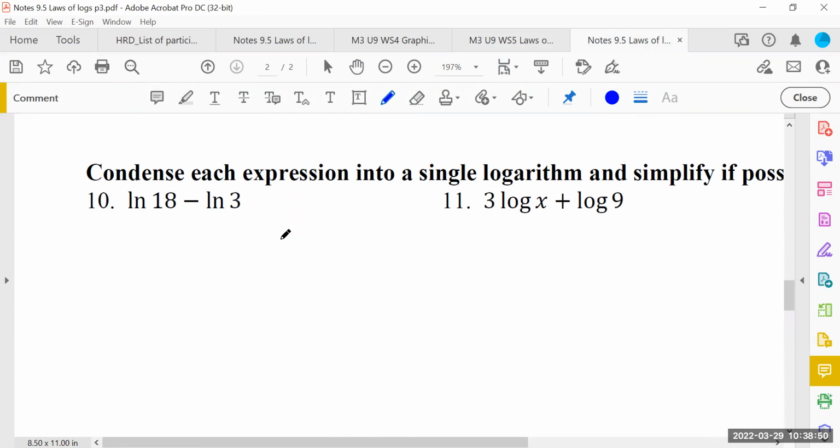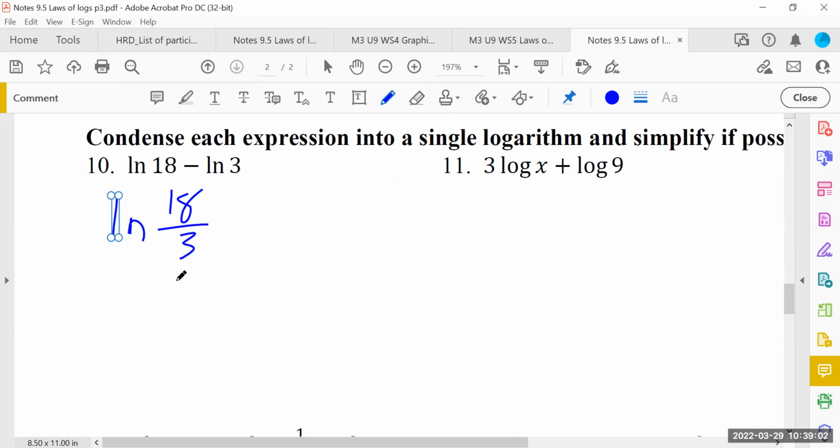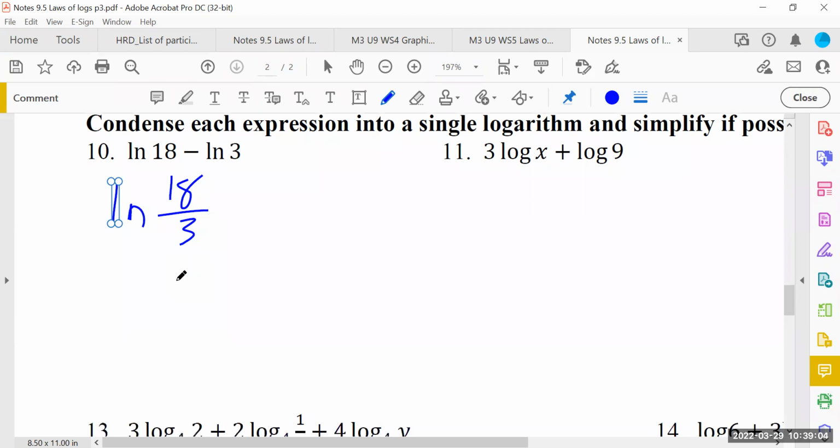So like number 10, I see a log minus a log. I can bring that together into a single log of the first one divided by the second. Remember, positive ones go on top, negative ones go on the bottom. So natural log of 18 divided by 3. What is 18 divided by 3? 6. So this is just the natural log of 6.